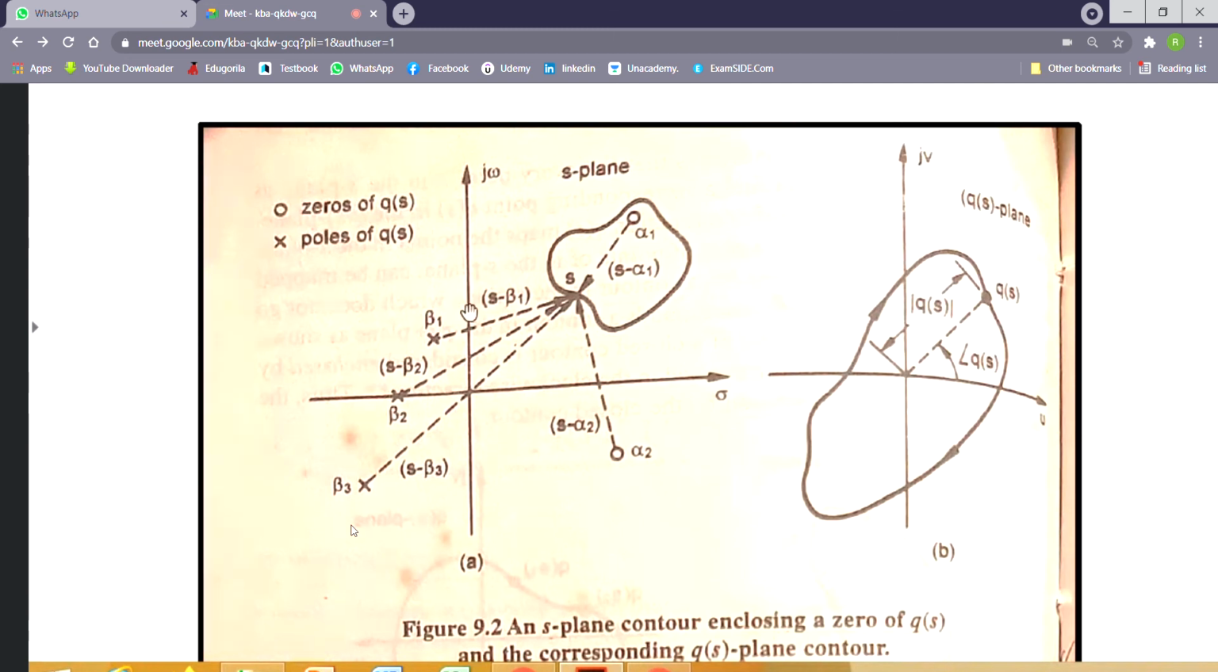That means delta angle S minus beta 1 will be 0. Do you agree, everyone? Is it clear? So that is valid for this phasor, that is valid for this phasor, and that is valid for this phasor as well. Now let us consider this phasor. As we move along this contour on the S plane, you see this phasor will move like this.